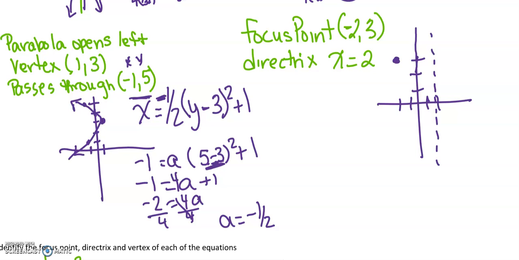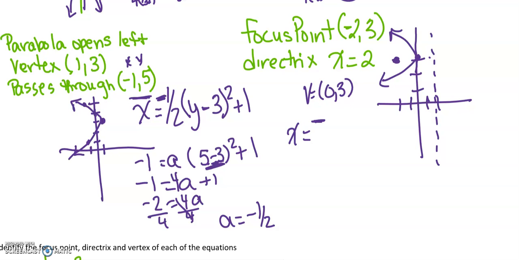If the focus point is in the parabola, then my vertex is between these two things, the focus point and the directrix. And it opens so that the focus point's inside. Okay? So there's my vertex. It's at 0, 3. Vertex is at 0, 3. It opens on the x-axis, so it starts out with x equals. And it is going to the left, so that's a negative direction.